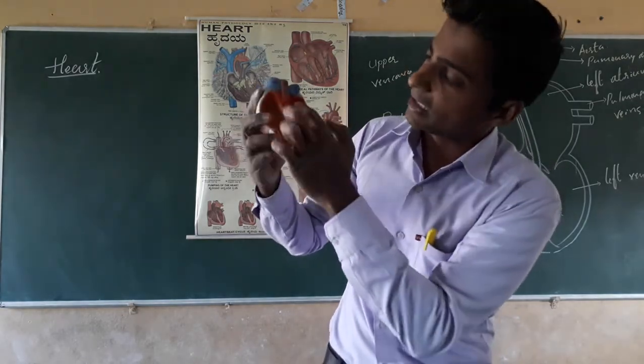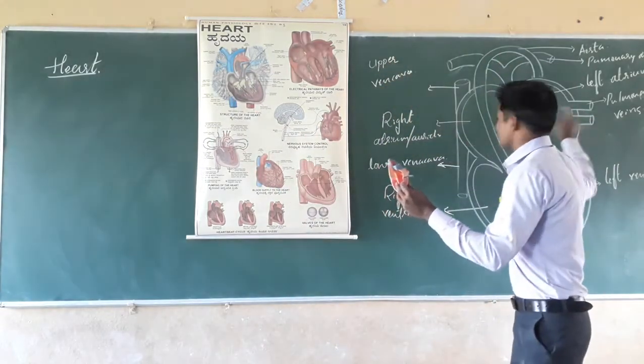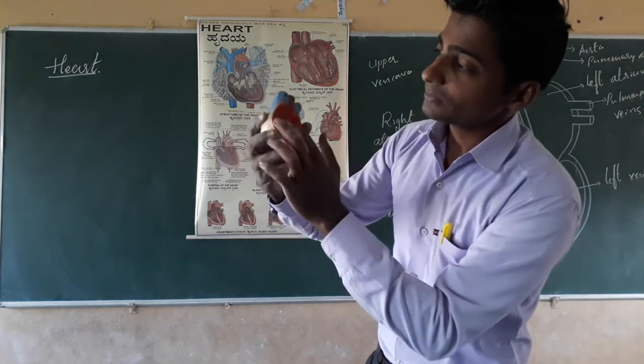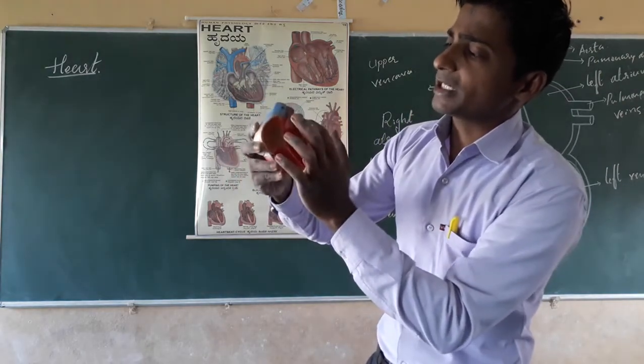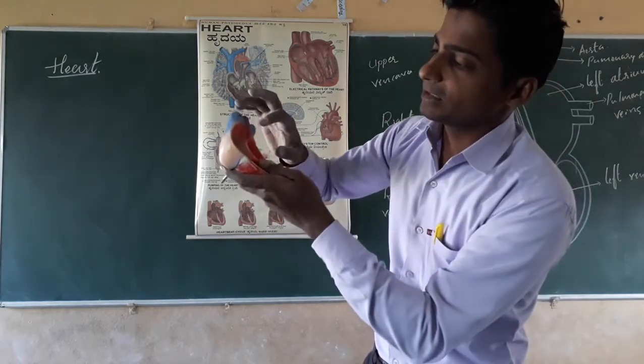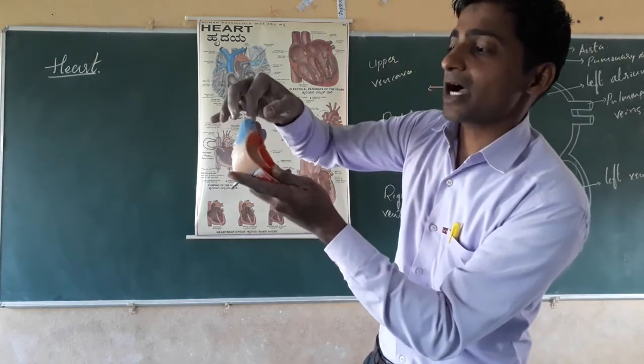And here at the left atrium, see, 2 blood vessels are there. These 2 blood vessels are the pulmonary veins. Next, these are the pulmonary arteries. And next, here a blood vessel is there that is originated. That is called the aorta.